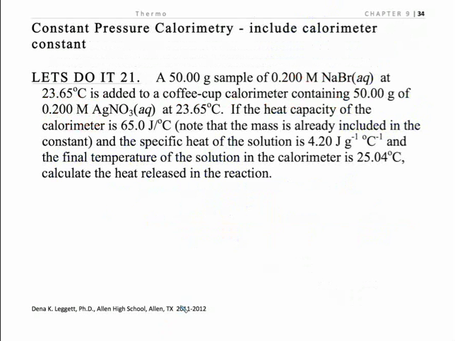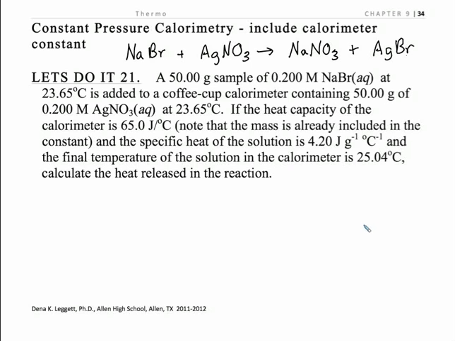Okay, I want to do one more, and this time we're going to include a calorimeter constant. We're going to react sodium bromide with silver nitrate. And I hope you know by now, reactions are very important. We're going to have sodium nitrate, really sodium ions and nitrate ions swimming around in the bulk solution. And silver bromide is going to precipitate. So Q for this double replacement reaction is going to be equal and opposite in sign to Q of my bulk solution plus Q of my calorimeter.